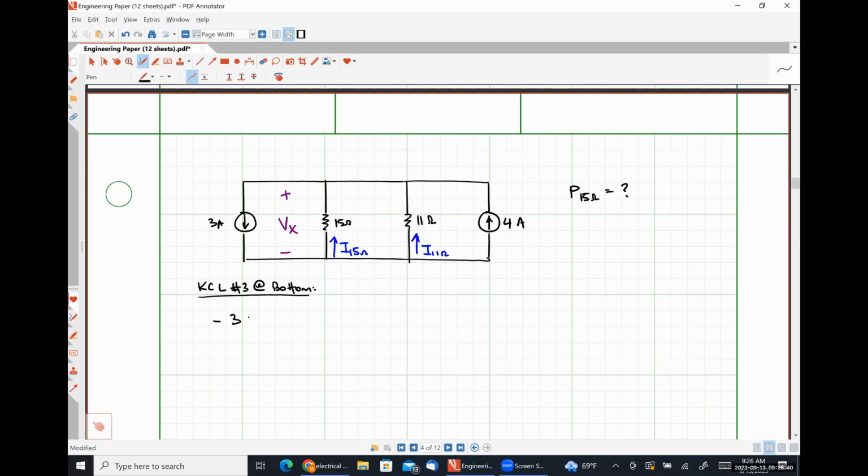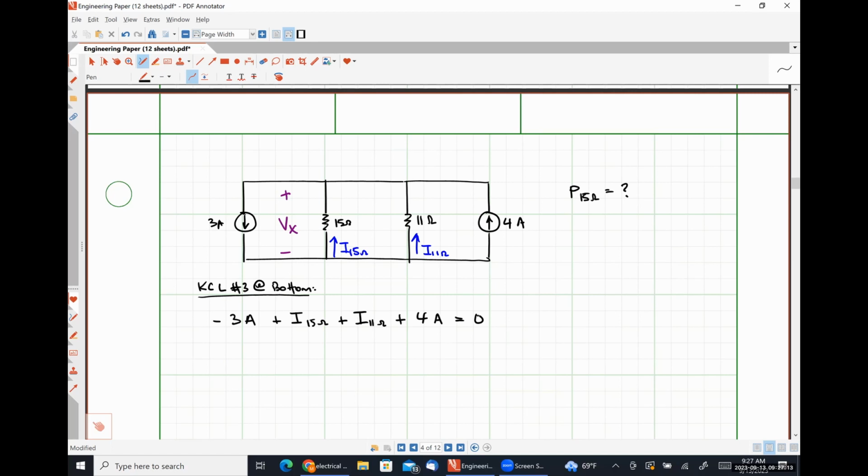So negative 3 amps. Then we have the current I-15. Is it entering or exiting the bottom node? Exiting the bottom node, which means it gets a positive sign, absolutely. I-11 is also exiting, so it'll get a positive sign, and the 4 amps is also exiting, so it will get a positive sign. All right, so we have 1 equation and 2 unknowns.